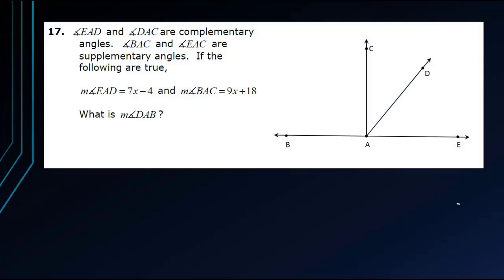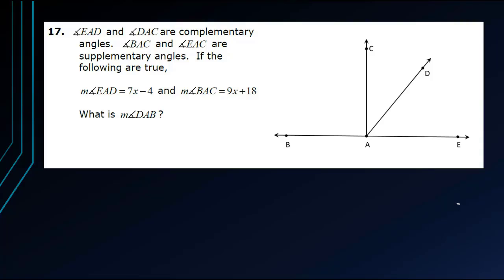For this next problem, you're given that angles EAD and DAC are complementary angles. Angle BAC and angle EAC are supplementary angles. If the following are true, and you're given that the measure of angle EAD is 7x minus 4, the measure of angle BAC is 9x plus 18, what is the measurement of angle DAB? So there's a lot of things going on in this problem. Ultimately, you have the fact that this angle here, EAD, and DAC, they're complementary, which means they should total 90 degrees. And we're going to get into how that's going to help us in a moment.